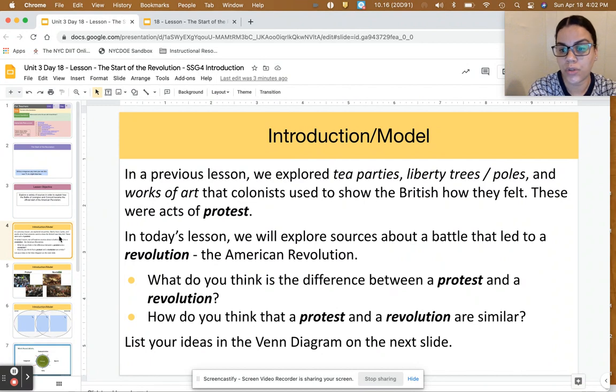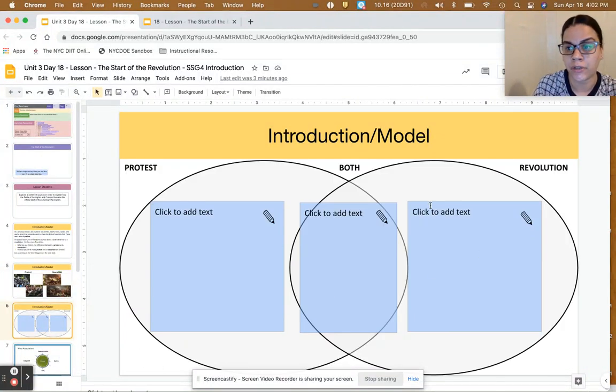we want students to understand the difference between protests and revolution. Here in the introduction, it asks students to think about the difference between a protest and a revolution and how they are similar. So they're using a Venn diagram to compare and contrast the terms, which are here.